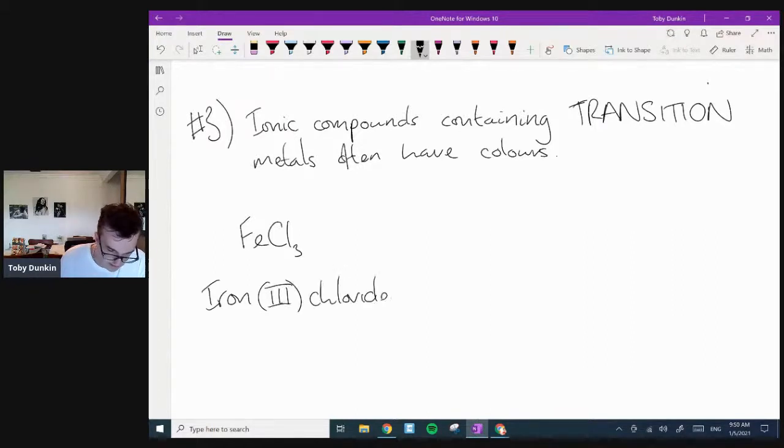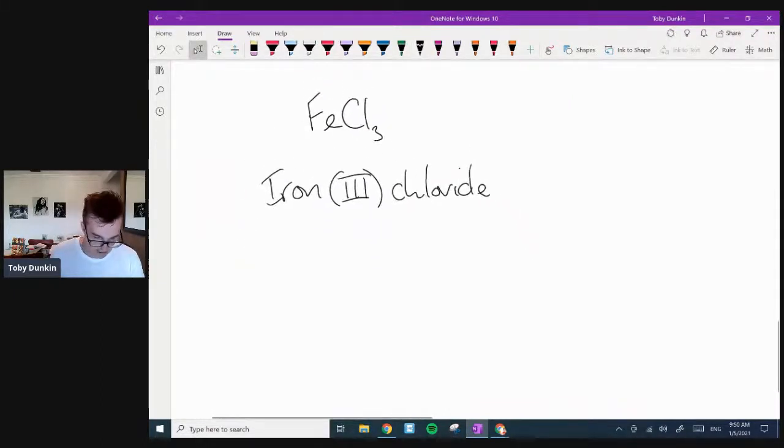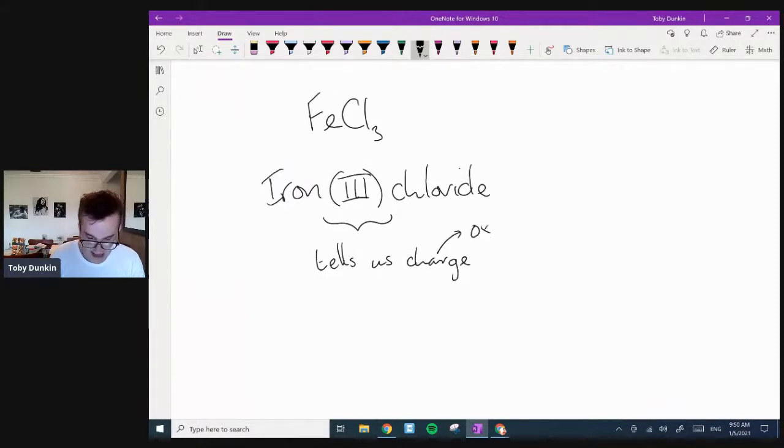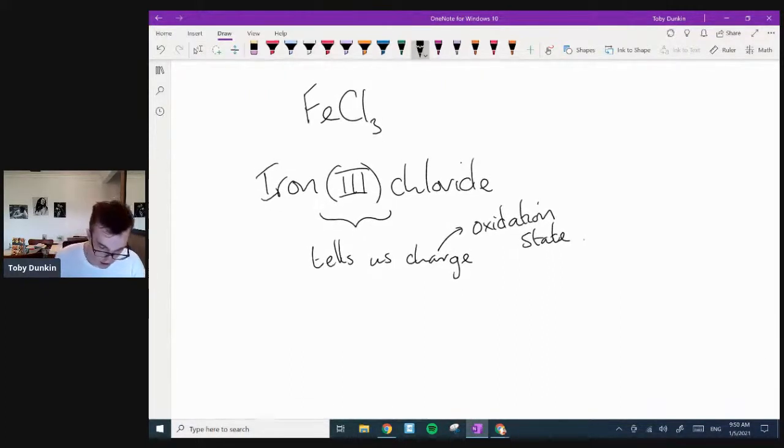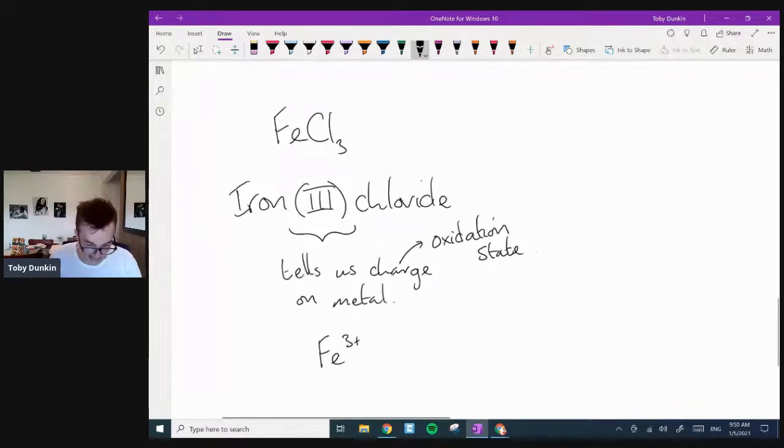So now notice the Roman numeral appearing here, folks. I'm just going to give you a quick revision lesson on why the Roman numeral is there. The reason is it's telling us the charge. By the way, the proper name for charge in chemistry is oxidation state, an A-level extension. It tells us the charge on the metal. So in this case, it's telling us that Fe is in a +3 oxidation state. And I know that because chloride is always 1- from the periodic table.